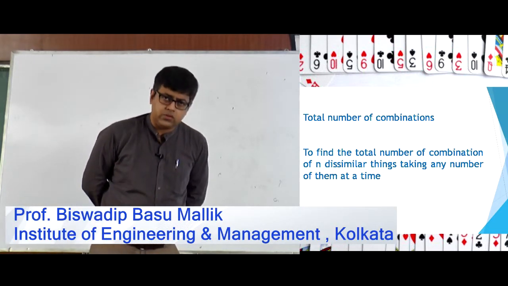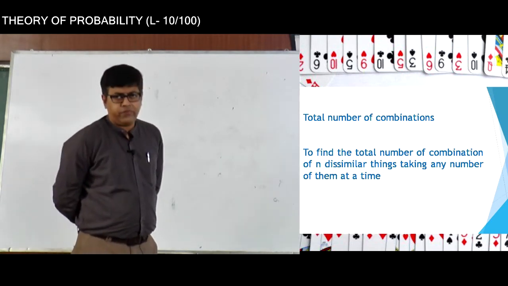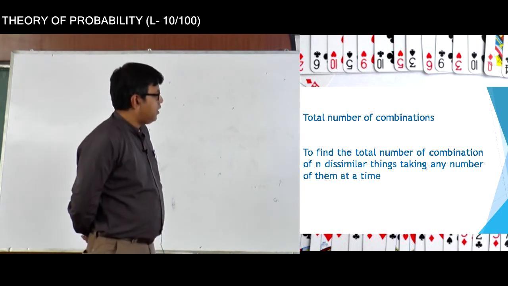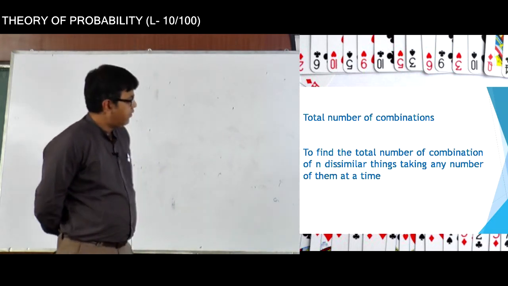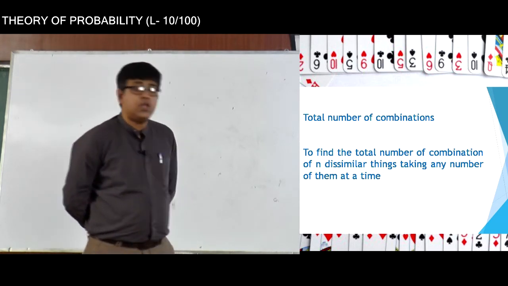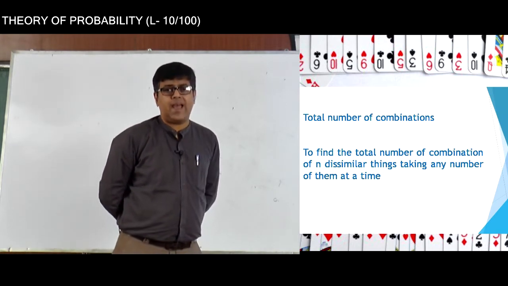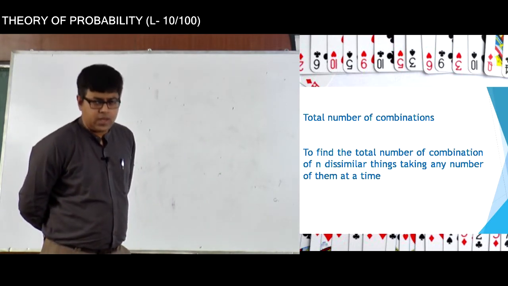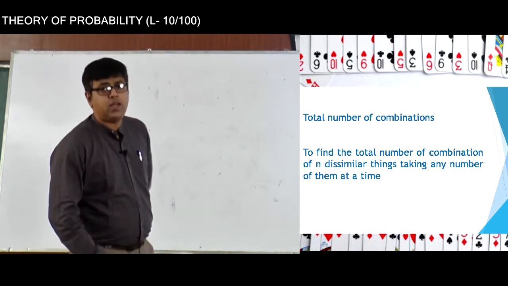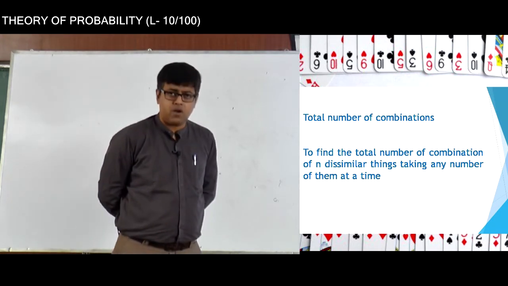In the last class, we started with the concept of combination. Now in today's class, we will be dealing with some special types of combination. The first thing that we should discuss is the total number of combinations, that is, to find the total number of combinations of n dissimilar things, taking any number of them at a time. That is what we are going to discuss today with some examples, and there are two cases under this category, that is, to find out the total number of combinations.